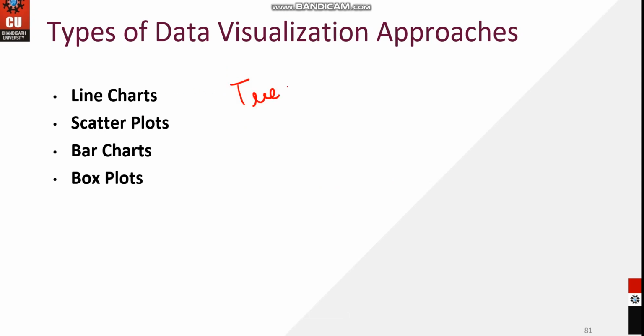Then we have tree maps. These tree maps are used to display hierarchical data in a compact form. As we know that trees represent hierarchy, so these are representing hierarchical data in a compact format and are useful in showing the relationship between different levels of hierarchy.